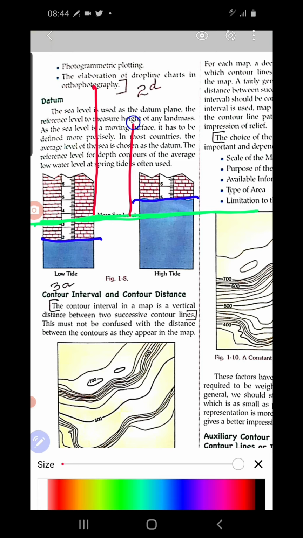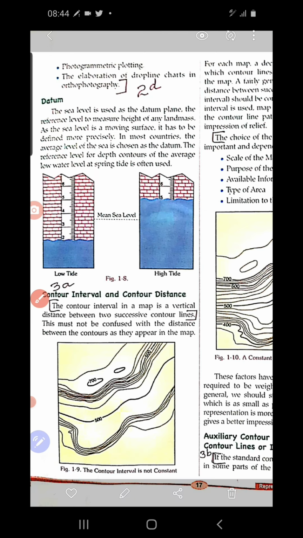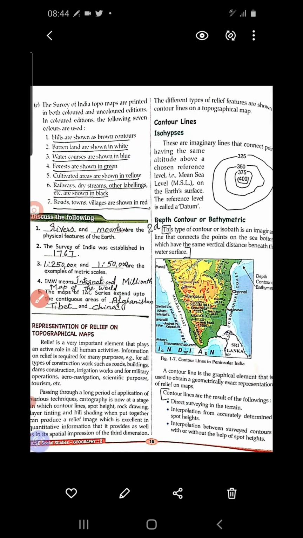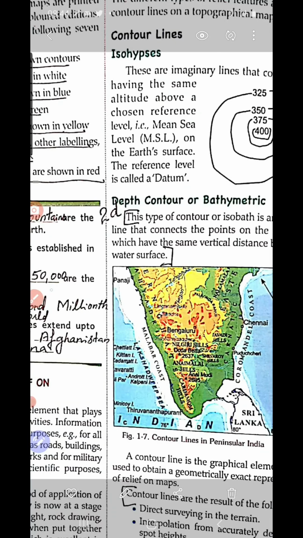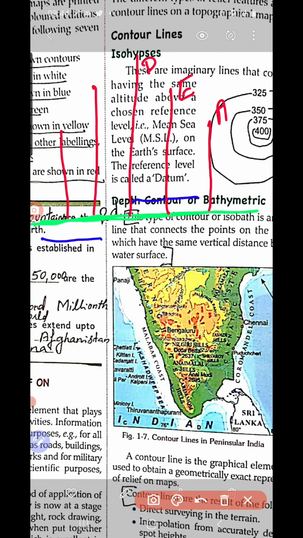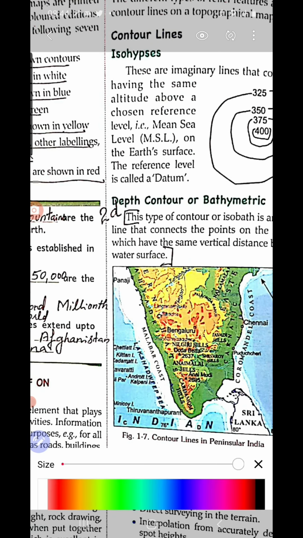From this particular point, the height of any place can be measured, let it be place A, place D, or place E. Not only a place, any mountain feature like hills and plateaus, their height is measured from the mean sea level. How is this measured? With the help of contour lines, the brown colored lines shown in the survey map. Now let's read this part.